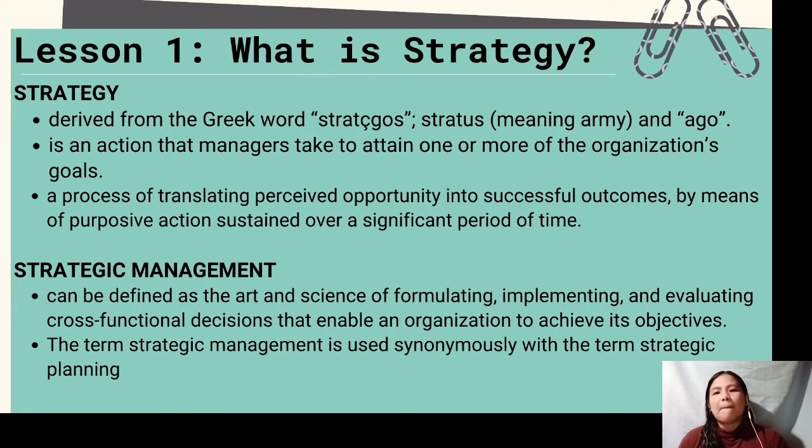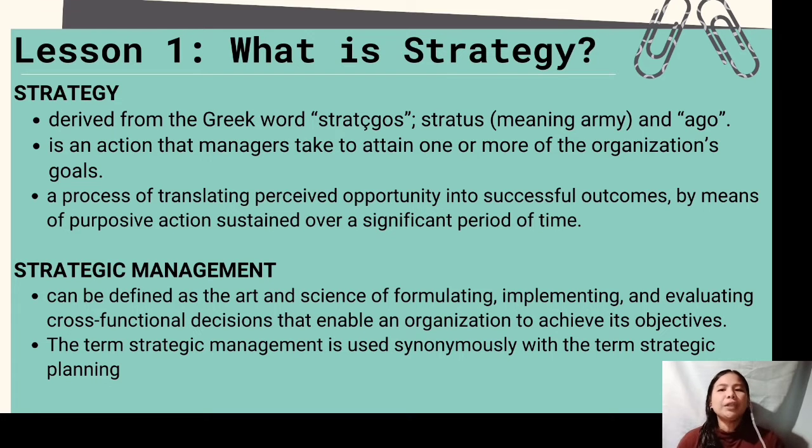If you want to build a business or you want to be a successful entrepreneur, you must achieve one or more of the organization's objectives. You must take action. You must have a general direction for your business. Just like what I said a while ago about the Greek movie Troy.